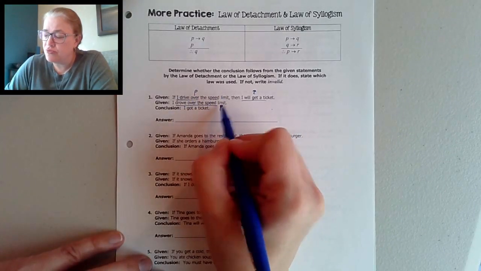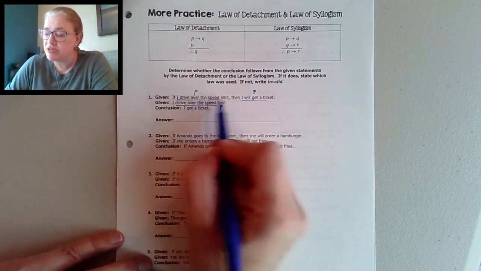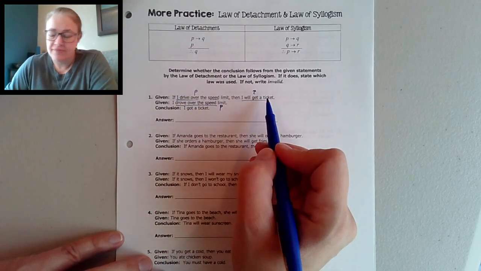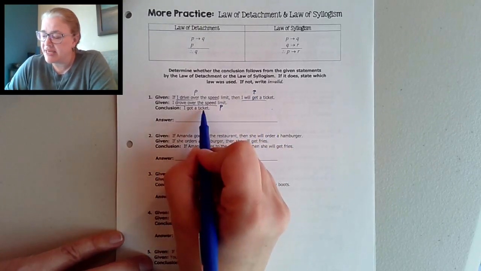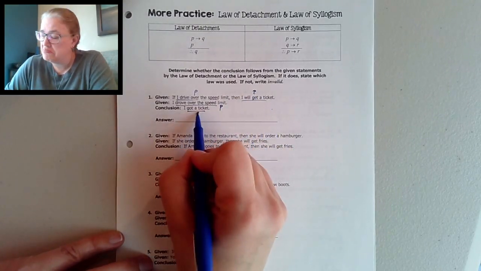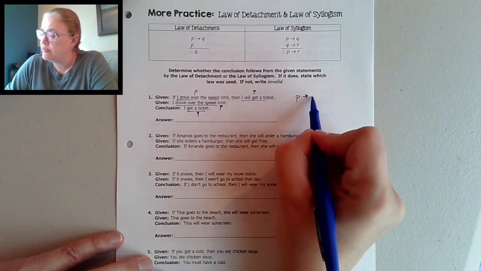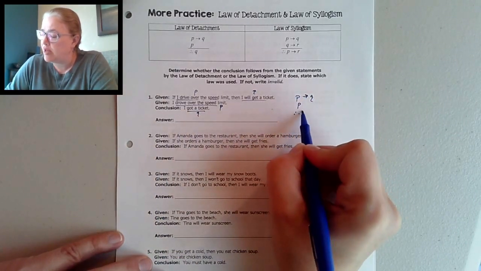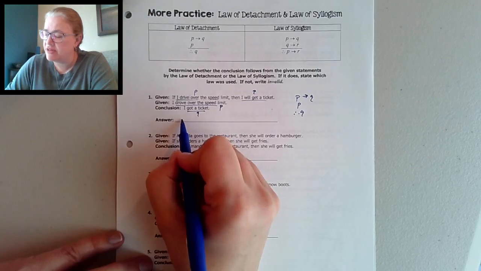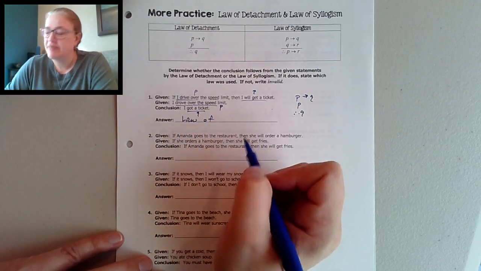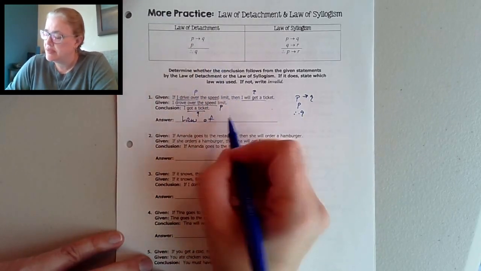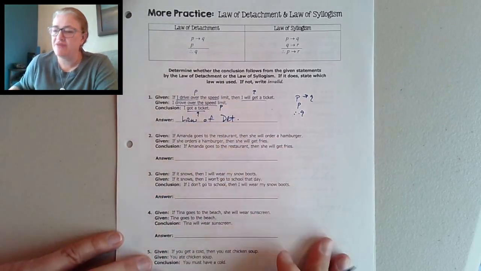So if P is true, we know that Q is supposed to follow if this original statement is true, which they're telling us it is. So if the P part's true, the Q part has to follow. So I got a ticket. What was supposed to follow? If P then Q, P came true, therefore Q happened. Yes, that is a valid conclusion by the law of, which one? Detachment. We'll abbreviate. Law of detachment.